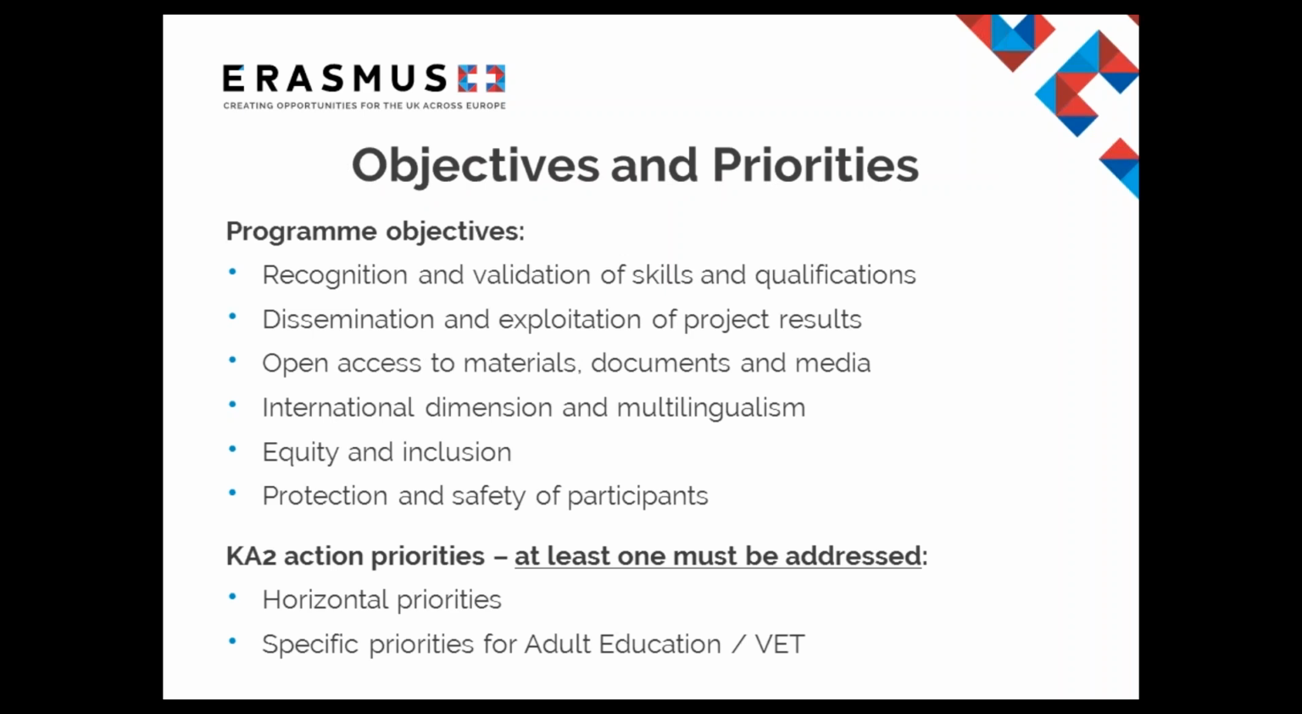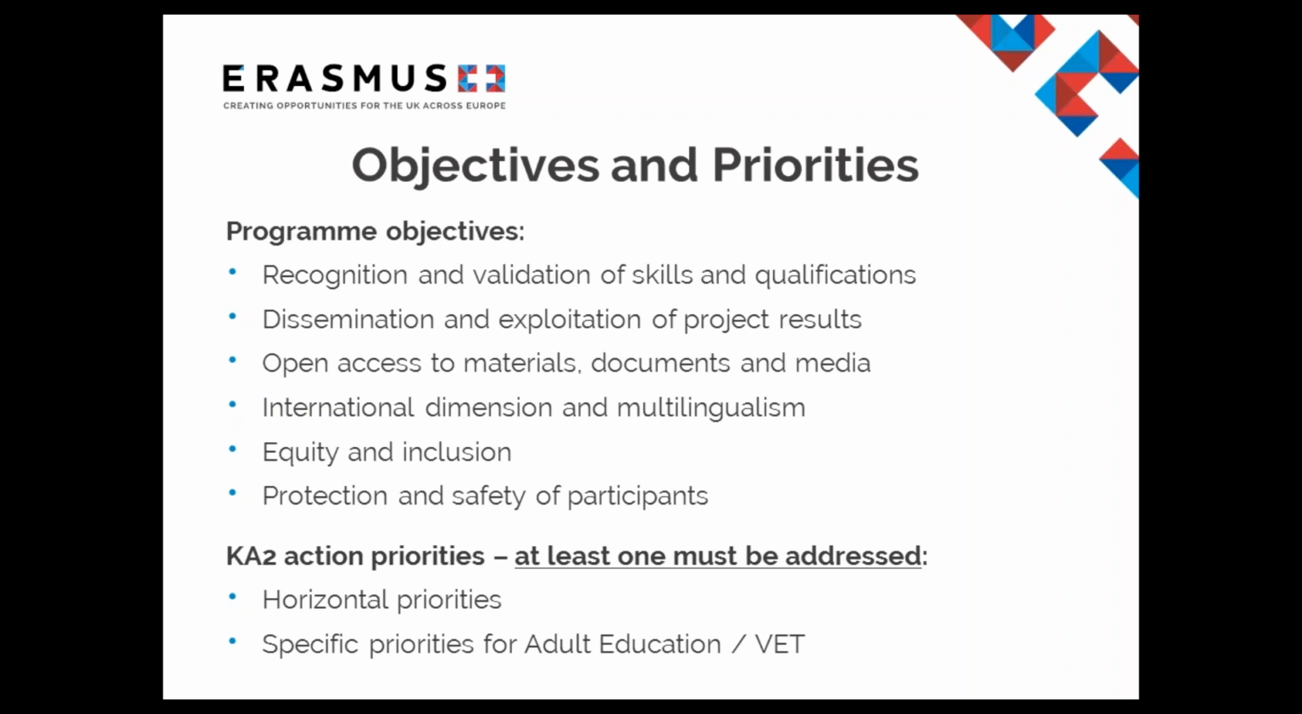It is important to be aware of the program objectives and the Key Action 2 action priorities when developing your project. Information about the program objectives can be found in Part A of the Erasmus Plus program guide, and you can see an overview on the slide. Firstly, recognition and validation of skills and qualifications, for example by using Europass or ECVET to validate the learning outcomes from your project. Secondly, dissemination and exploitation of project results is a very important objective. You can refer to Annex 2 of the program guide for useful guidance on this.